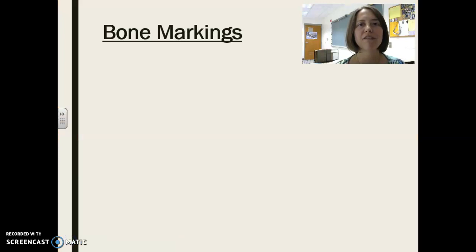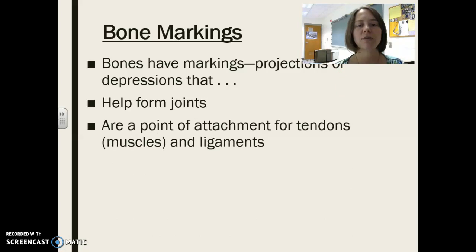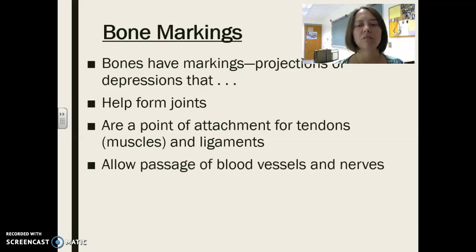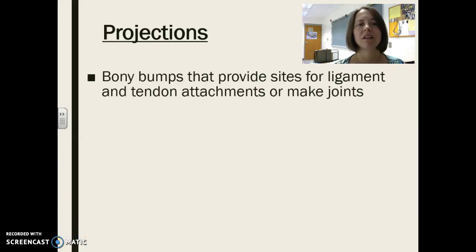Okay, now that we've talked about the five functions of the skeletal system, we're going to delve a little bit more into the bones themselves. Bone markings, actually bumps and holes. So bones have markings, projections, that's what that word says, or depressions that help form joints, are a point of attachment for tendons and ligaments, and we know tendons are used to attach muscles to bone, and they allow the passages of blood vessels and nerves. So projections are your bumps, bony bumps that provide sites for ligament and tendon attachments or that make joints.